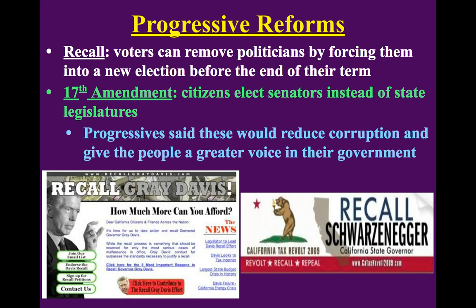Okay. The 17th Amendment to the Constitution. This was the direct election of senators. Now, during general elections, you vote for senators every 6 years in your state. Okay. Before, senators were appointed by the state legislature. All right. Progressives said that this would reduce corruption and give the people a greater voice in their government.